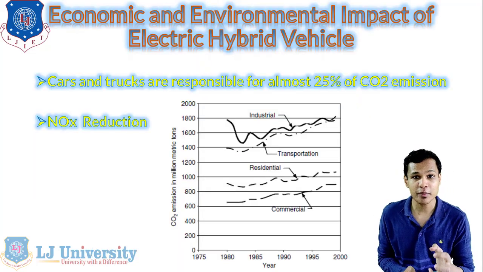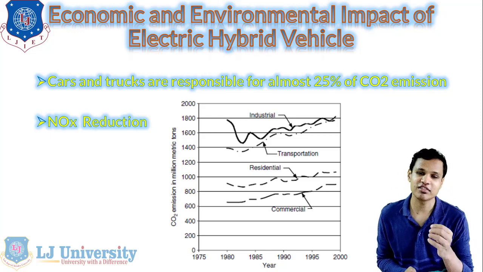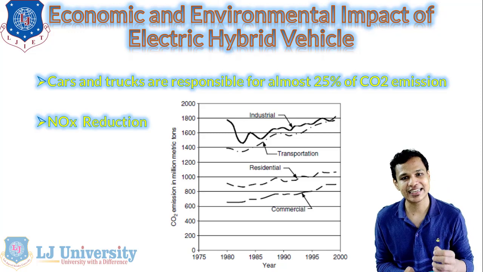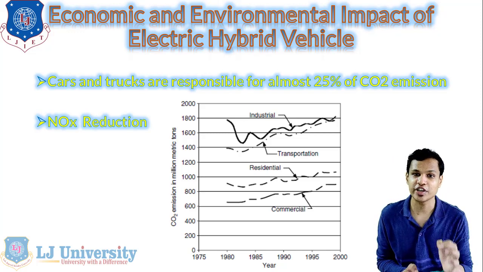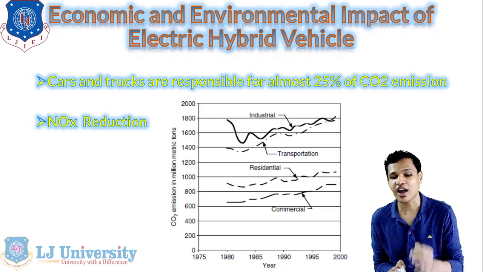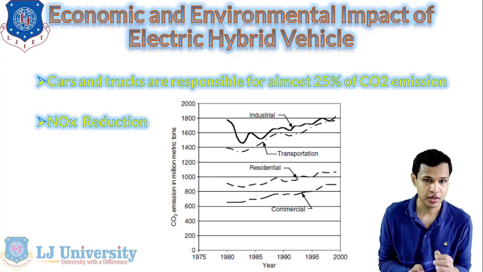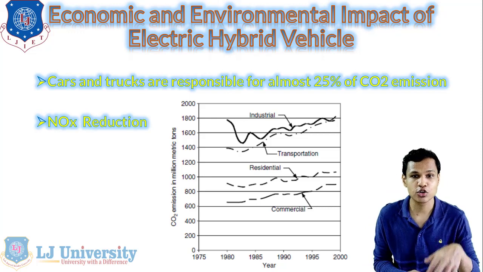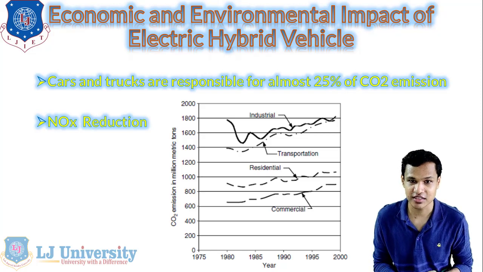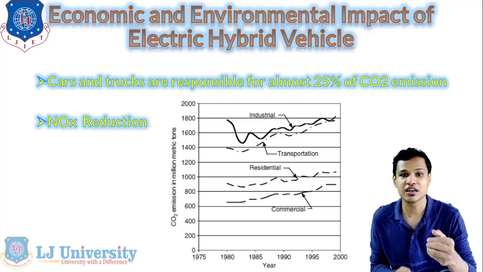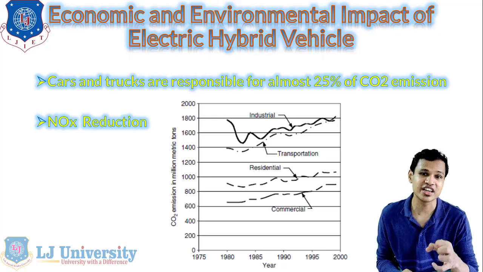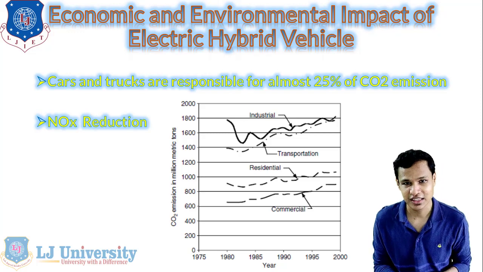Now you can see the economic and environmental impact of electric and hybrid vehicles. You can see here that cars and trucks are responsible for 25% of CO2 emissions. We are only talking about cars and trucks. Other goods vehicles are different, right? The public buses, the transportation buses. So in total you can say that 37 to 38% of CO2 emissions is generated by automobiles.